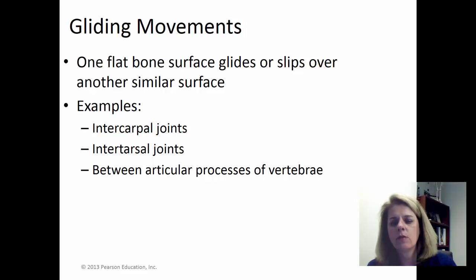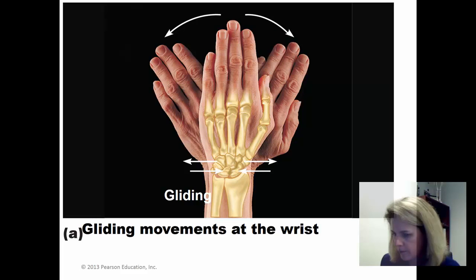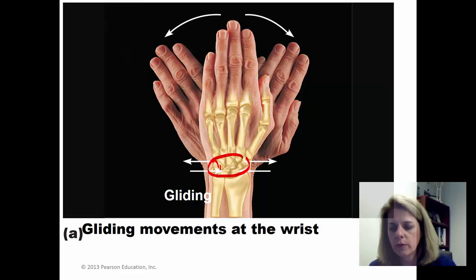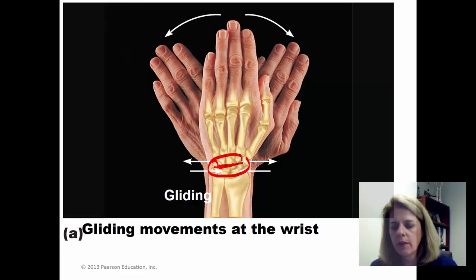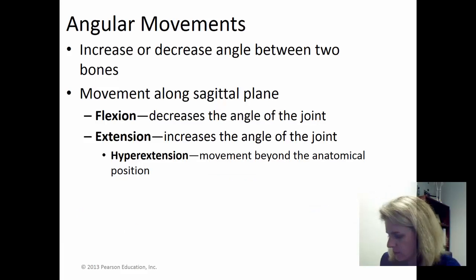So examples of your gliding movements. This was where a bone kind of slips or glides over another one. And so an example of gliding movements are at the intercarpal joints, so that's of your wrist, in your intertarsal joints inside your foot, and between your vertebrae. So this is an example of a gliding movement. So these are your carpal bones, and so intercarpal joints, so between the carpals, as you move your wrist back and forth in that waving motion, those bones just glide against each other. That's a gliding motion. Okay, it's not a wide range of motion. It's a very narrow range of motion.